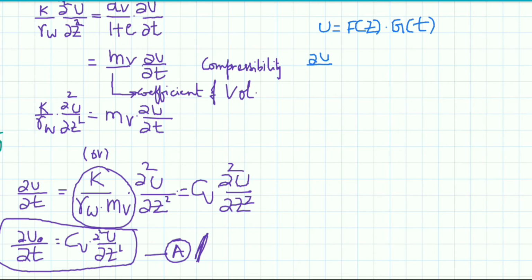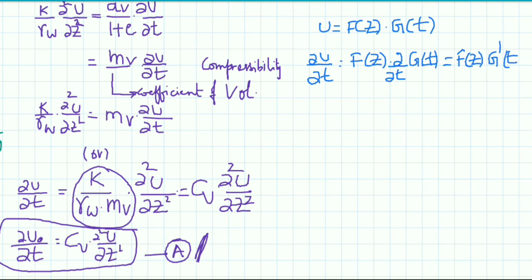So dou U by dou T becomes f of Z into dou by dou T of G of T, so that is f of Z into G dash of T, and dou square U by dou Z square comes to be f double dash of Z into G of T.